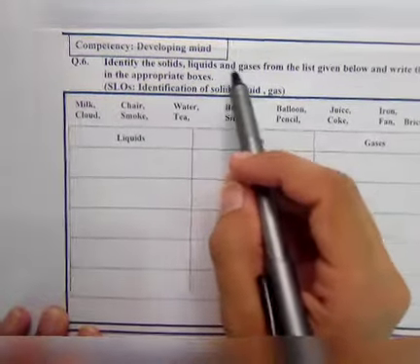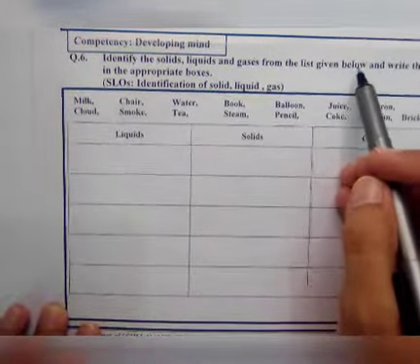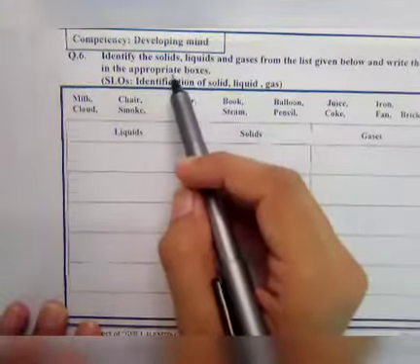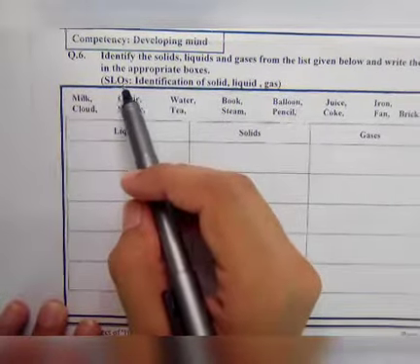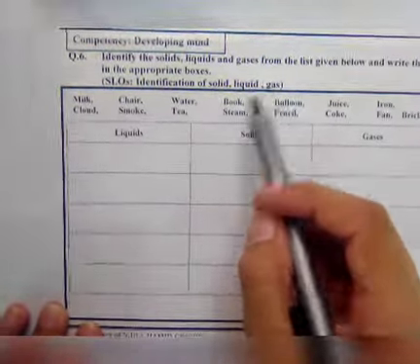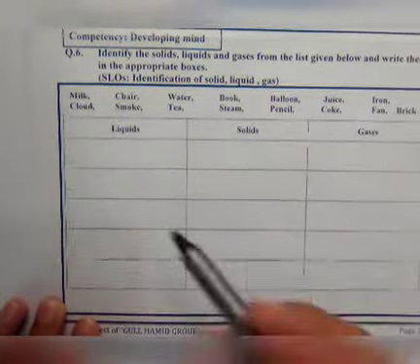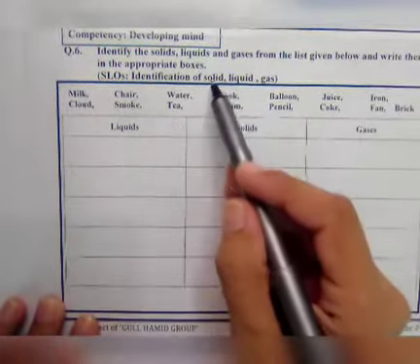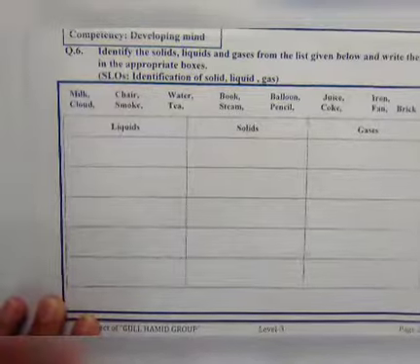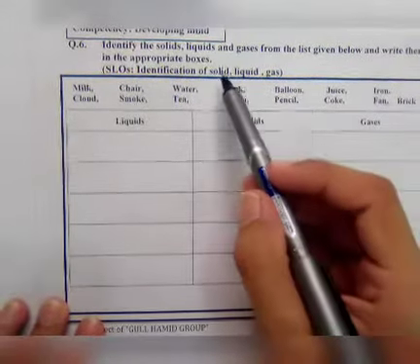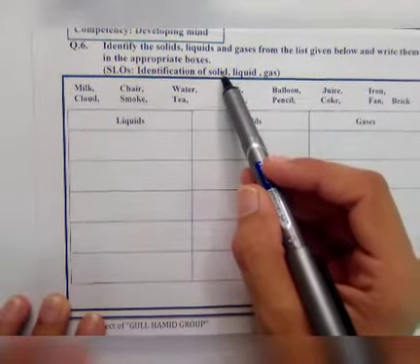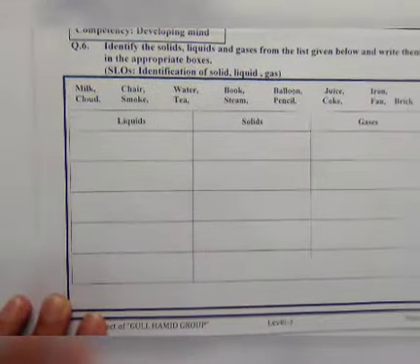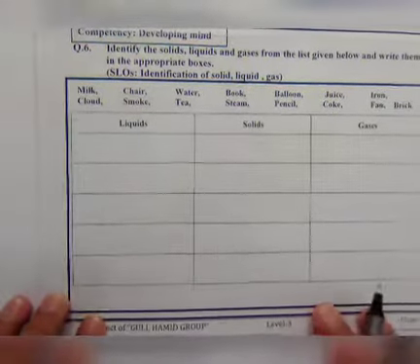Identify the solids, liquids and gases from the list given below and write them in the appropriate boxes. As well as identification of solid, liquid, gas. First of all, I will tell you about solid, liquid and gas. Solids have fixed shape and size. For example, if I take a book like this, this book has a shape and the same size. We can't change it. Okay?